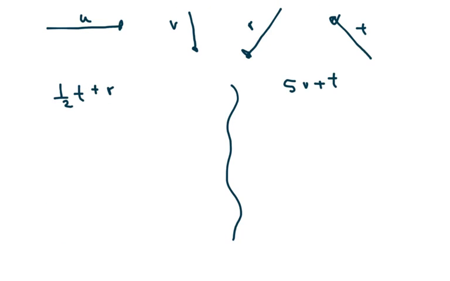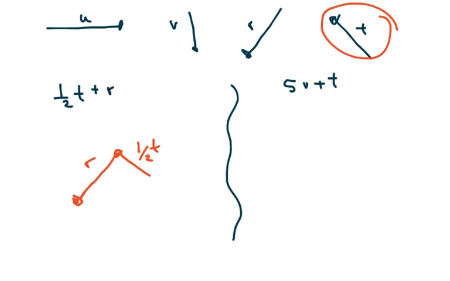Okay, the next one I have is 1/2 T plus R. So 1/2 of T, I'm going to draw that first. So I'm just going to draw half of that, so it's a little smaller than my T here. Then I'm going to draw my R. My R goes down here. So this was my 1/2 T. This was my R. And I started with 1/2 T, so I'm going to draw from tail to tip. And this would be 1/2 T plus R.